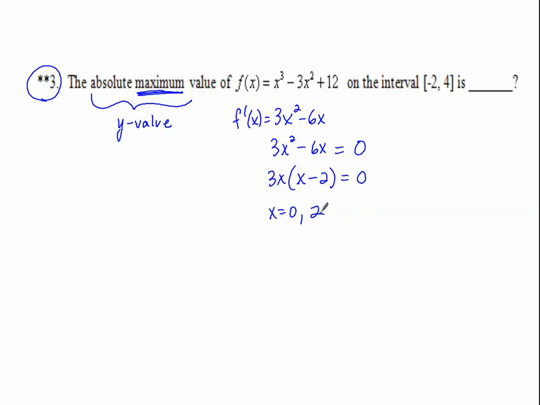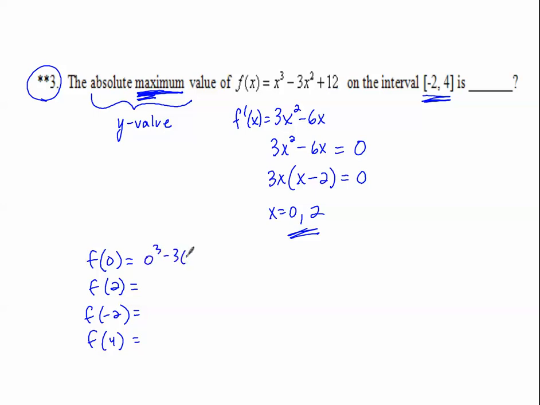Now we can plug those and our endpoints into our function. So let's determine f of 0, f of 2, f of negative 2, and f of 4. Keep in mind, we're only looking for the max. Plugging 0 into the original function, 0 cubed minus 3 times 0 squared plus 12 gives 12. Plugging in 2, we get 8. Plugging in negative 2, we get negative 8. Plugging in 4, we get 28. The maximum value, just the y value, is 28.